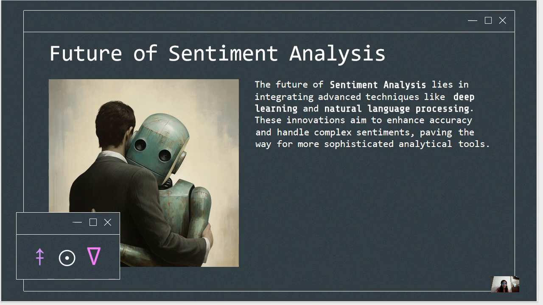Next, the future of sentiment analysis. The future of sentiment analysis lies in integrating advanced techniques like deep learning and NLP, meaning natural language processing. These innovations aim to enhance accuracy and handle complex sentiments, paving the way for more sophisticated analytical tools.